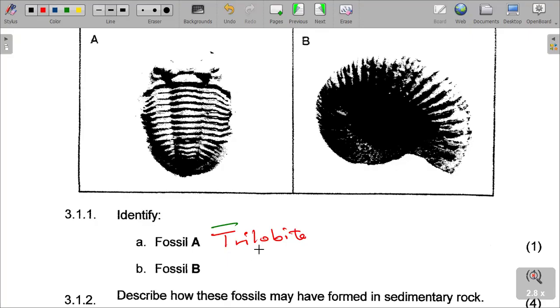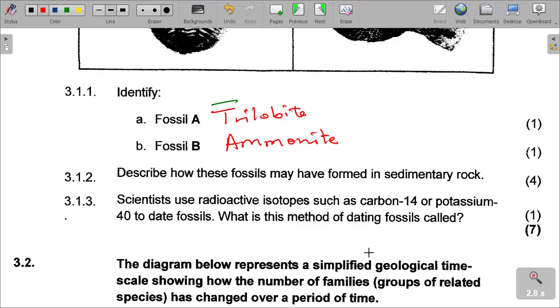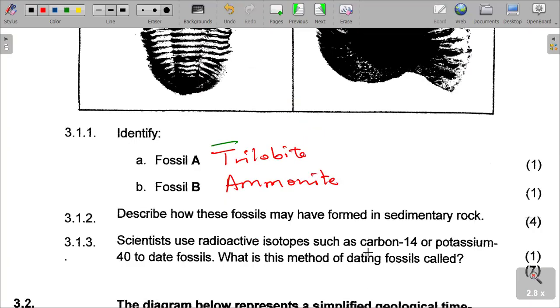And then B, it is what? An ammonite. And then describe how these fossils may have formed in sedimentary rocks. Describe how they would have formed in sedimentary rocks.